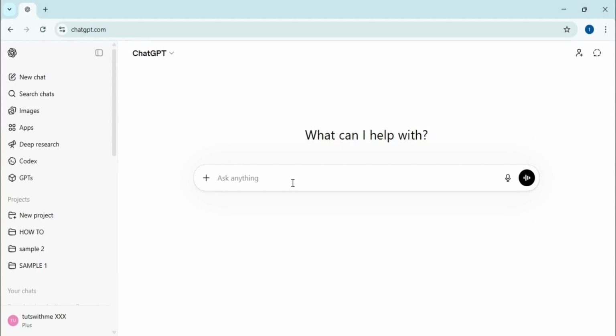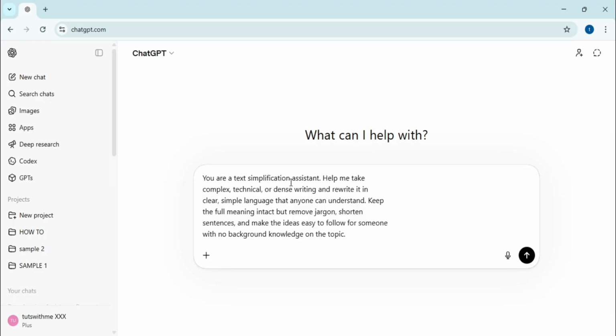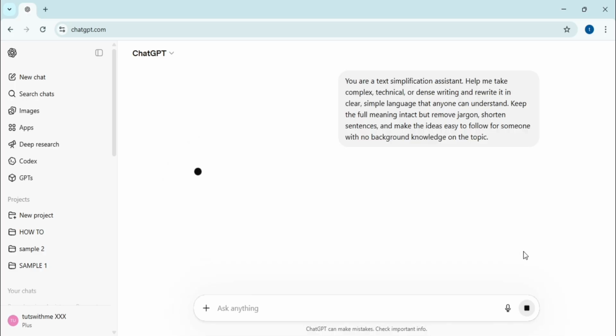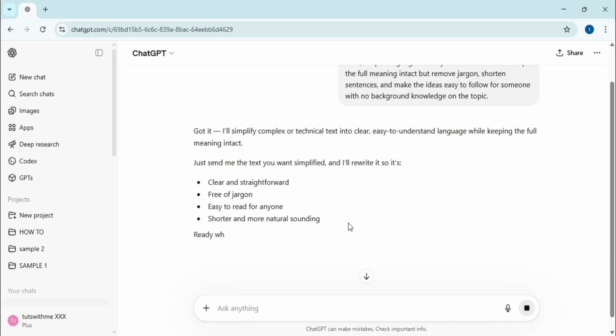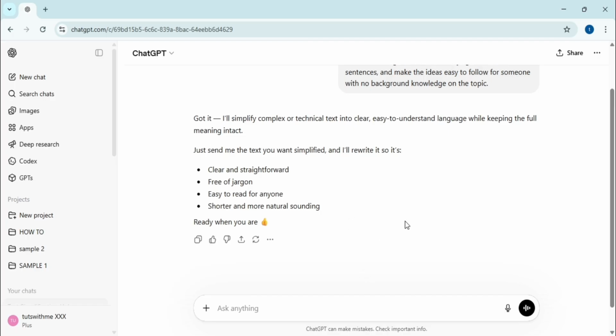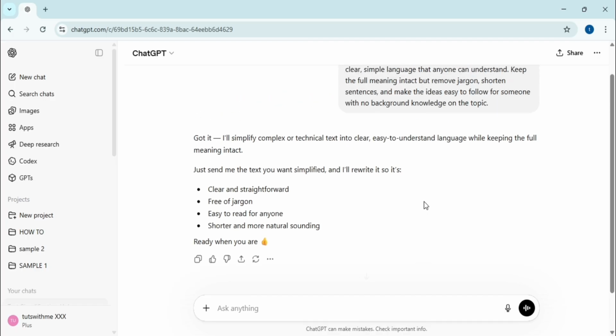In this video, I will show you how to use ChatGPT to simplify complex technical writing for any audience. I start by defining a clear role for the AI, asking it to act as a simplification assistant that turns dense jargon into plain, accessible language. ChatGPT quickly confirms the request, outlining its plan to use shorter sentences and a straightforward tone to make the information easy to follow.